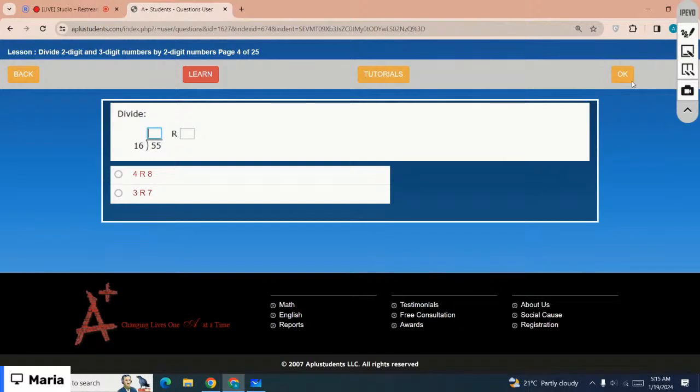Okay, say 55 divided by 16. So which is the correct option? Whatever you are using, but try to do the questions with your hand, right? Do not guess the answers. You cannot do math with guessing. If you want to be perfect with math, you have to do the practice. Practice makes a man perfect. So 55 divided by 16 equals.